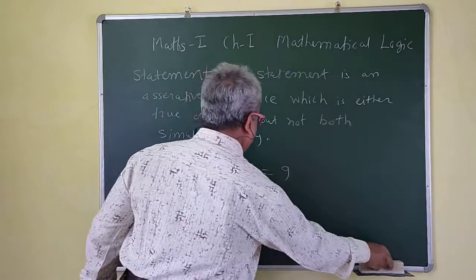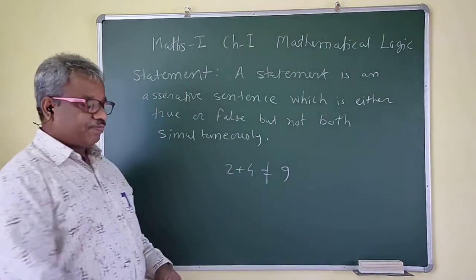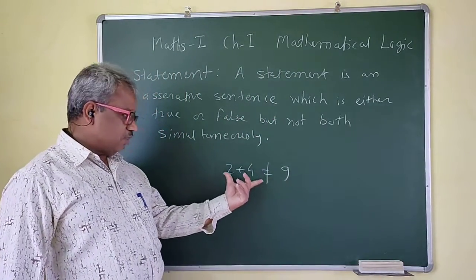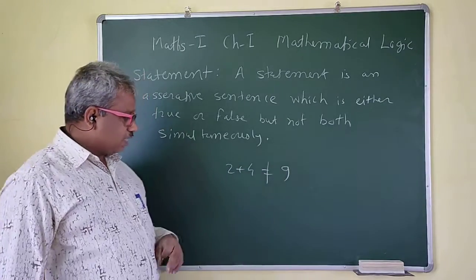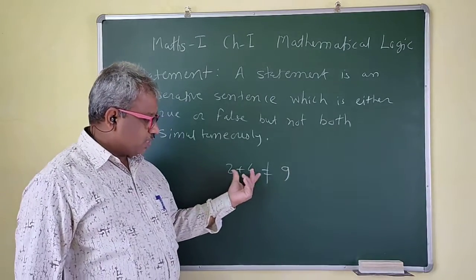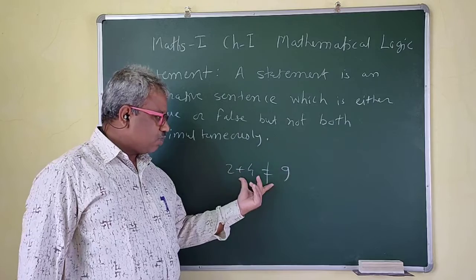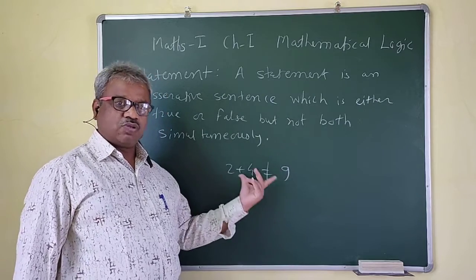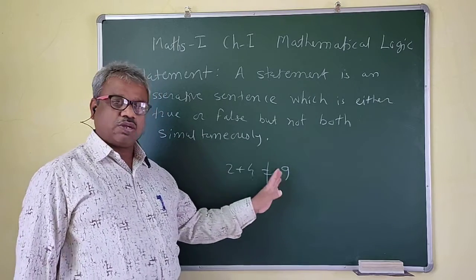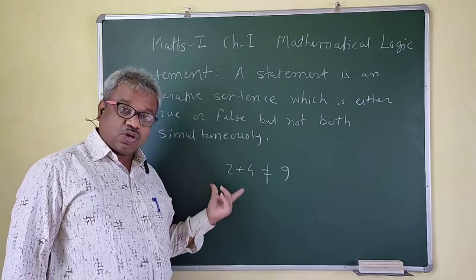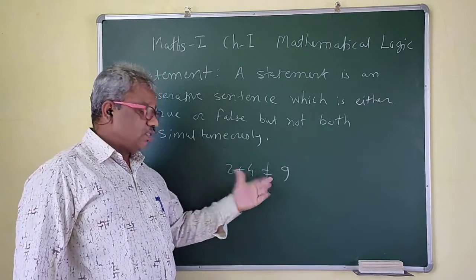Now suppose we are given the sentence 2 plus 4 is not equal to 9. What is here? 2 plus 4 is 6, which is not equal to 9. That means this is a statement, because this is true. 2 plus 4 is not equal to 9 is true.